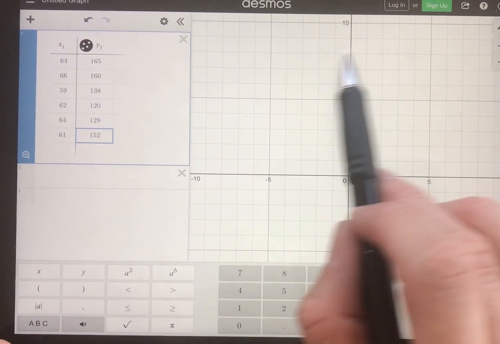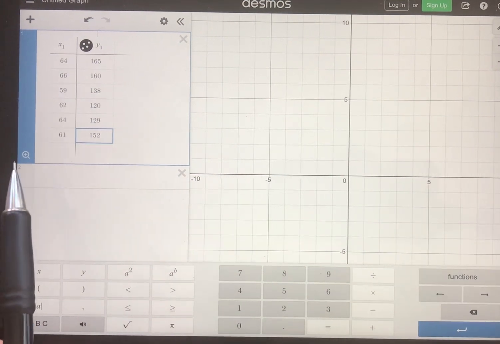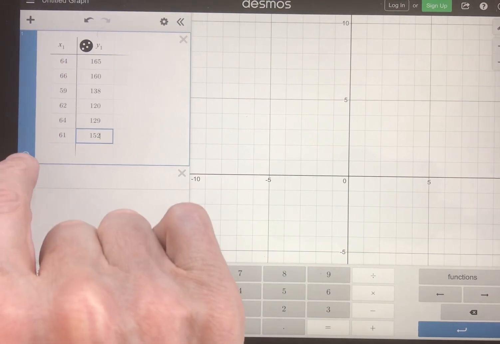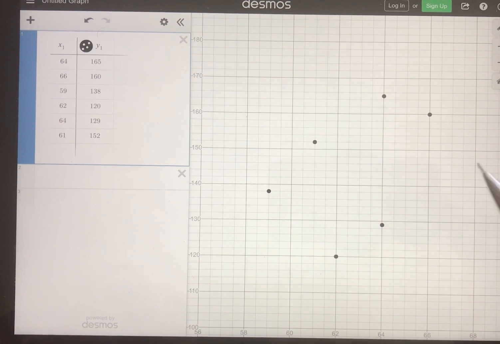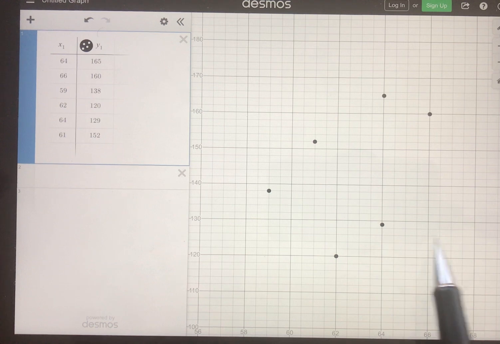Again, Desmos has a default from negative 10 to 10 on both the X and Y axes. I will press this magnifying glass with the plus symbol, and there's the data. It has rescaled the axes so we can see our data. Now, we notice that, in general, as we get taller, we get heavier. Taller people are generally heavier. Okay, what's the correlation? We know it's positive.